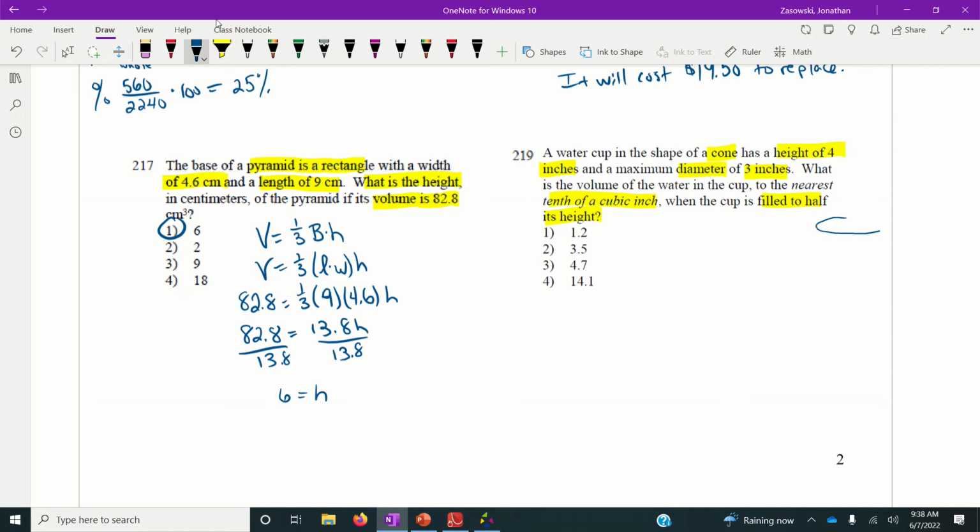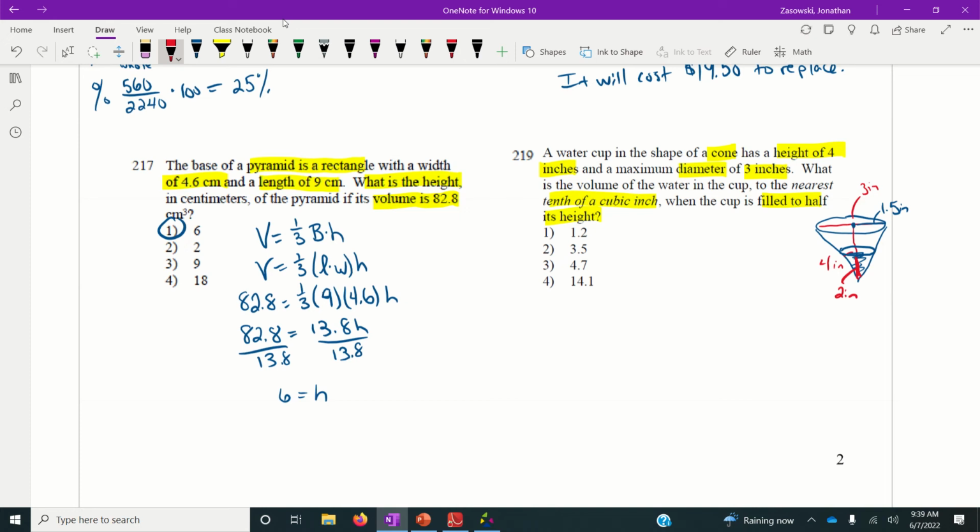So if you think about our cone cup here, all right, we currently have a diameter of 3 inches, which basically means, right, that the radius is actually 1.5 inches here. And it has a height of 4 inches. But remember that our cup is technically only filled halfway with water. So the actual height we're worried about is going to be 2 inches.